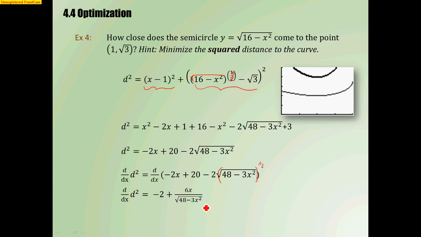And then, what do I have to remember to do? I need to take the derivative of the inside. And the derivative of the inside is negative 6x. And remember, this was a negative out here. And I just had a 1 on the numerator, so that's why I end up with positive 6x on top.